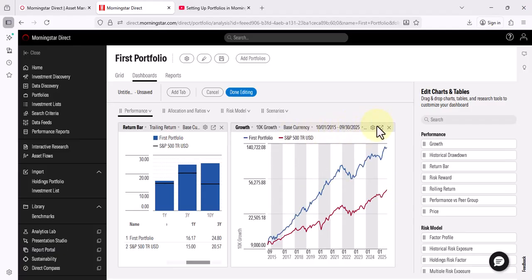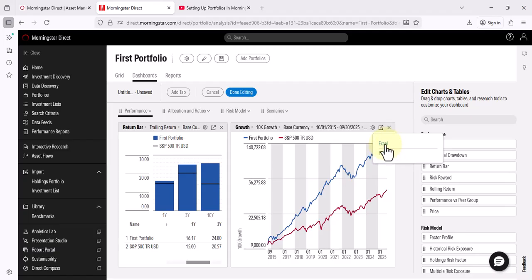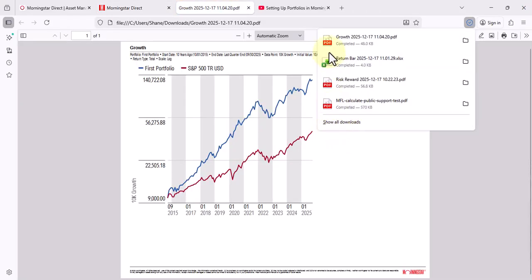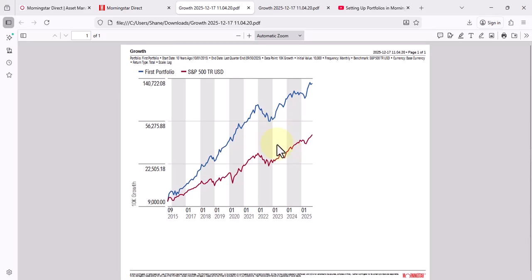And again, we can export this by pressing the middle button. Now, I showed you before how we can export to Excel. We can also create a PDF file, and again, include that in a report that we may want to generate. And this is what the PDF would look like.